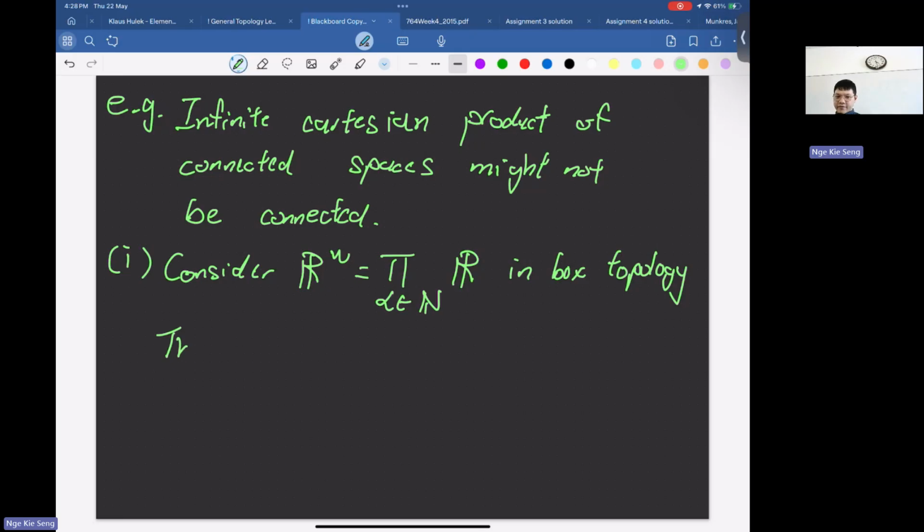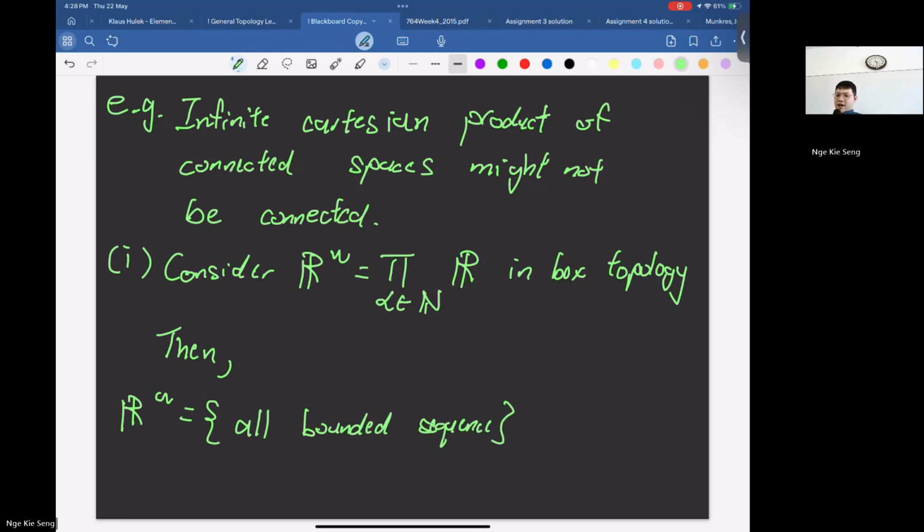Okay, the claim is I can find a separation of this. This separation is very analytic. So how do I separate this? I will separate it into bounded sequences and unbounded sequences. Does everyone know what a bounded sequence and an unbounded sequence are? A bounded sequence means all the terms are bounded by some number. If you cannot find such a number, then the sequence is unbounded.